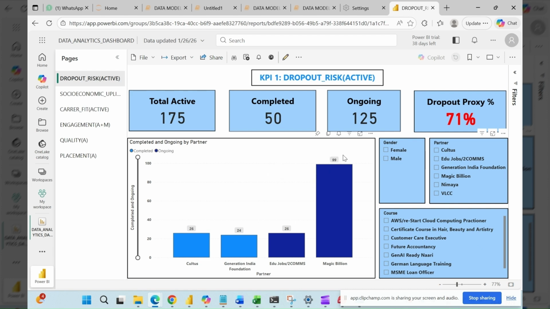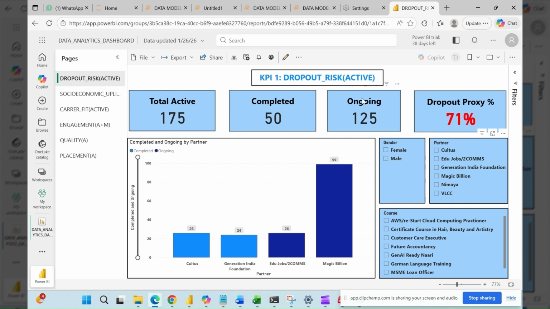Now I will tell what is dropout proxy. This is early warning signals. We don't have dropout data right now, so what we have done, we have treated this completed count of 50 as safe, because these students have completed their courses. And the ongoing, the 125 count, we treat as unsafe, means dropouts, as we don't know who will drop out and how many will drop out. So right now this is our proxy, this is our alternate. But when we have data of dropout, the dropout count will be used.